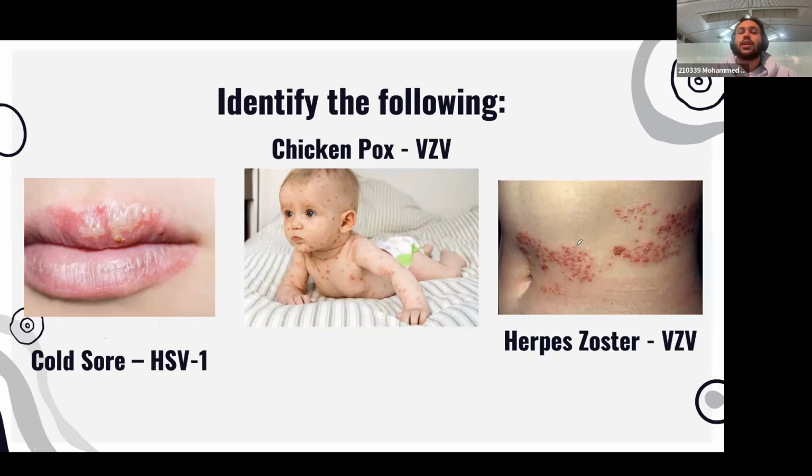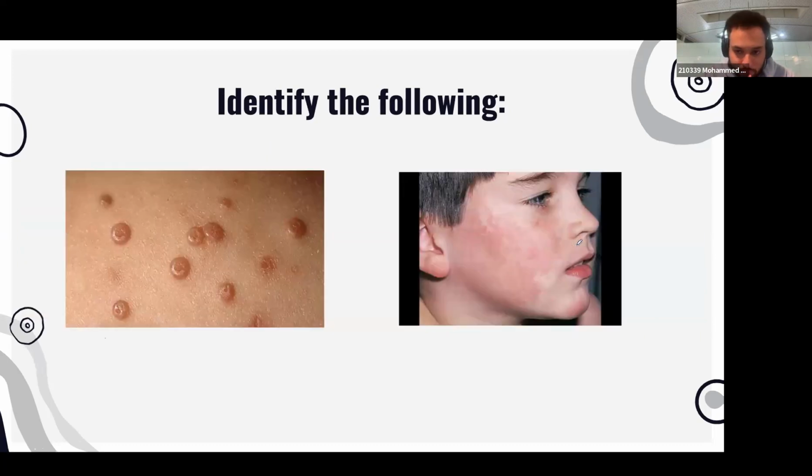Herpes zoster is a complication of varicella because it remains latent. This is also called shingles. Tamam? That's it. These are all from the same family of viruses, the herpes viruses, so they're all double-stranded DNA viruses. Tamam? Moving on.